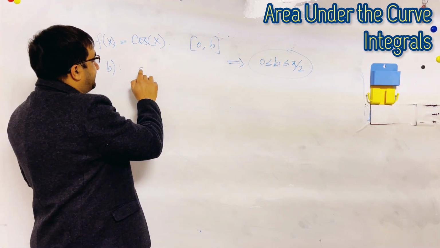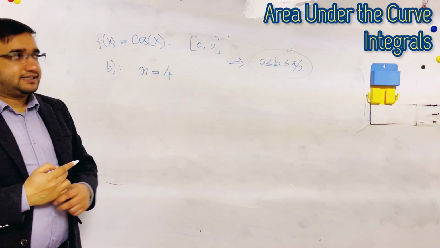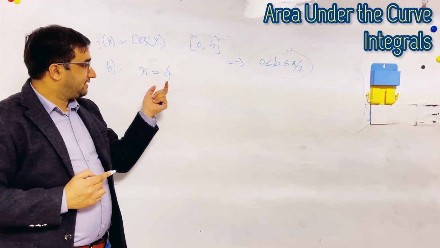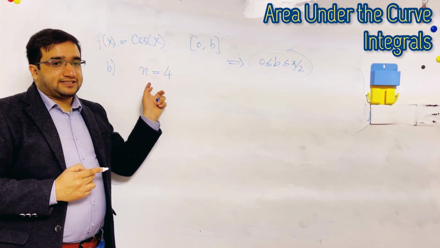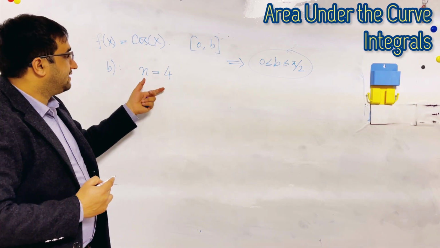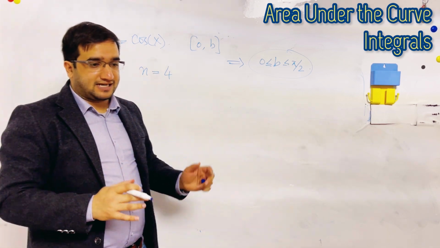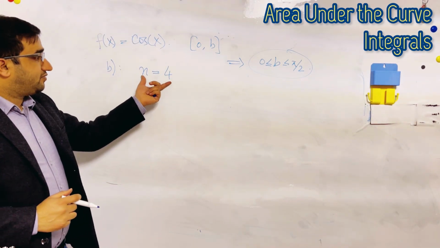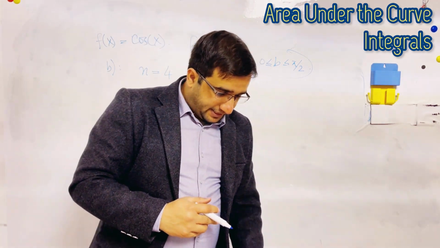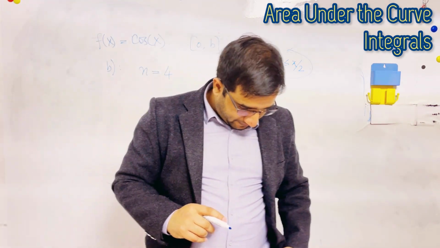Another piece of data is to use n equals 4, which means split the whole region of this function into 4 slices. n is always the number of slices. Keep this in mind. If n equals 100, it means you have to split the region into 100 slices. If n equals 4, it means you have to split the region into 4 slices. Now, again, what is the question?